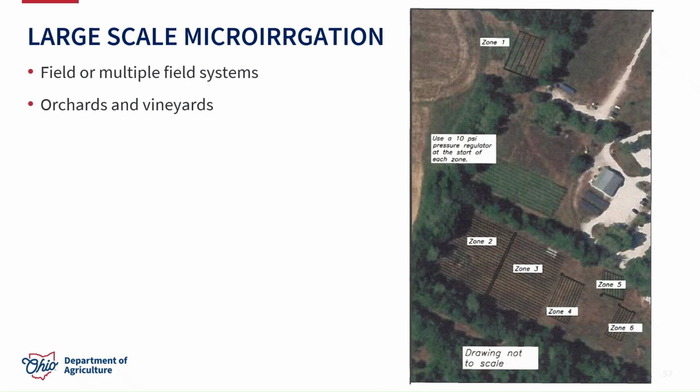In this example, we don't have as nicely laid out fields. Some of the fields are scattered throughout the farmstead. In this case, we may have some underground main lines running to our frost-free hydrants at these different locations. And then the different irrigation zones each have a manifold hose and the associated laterals across the different beds.